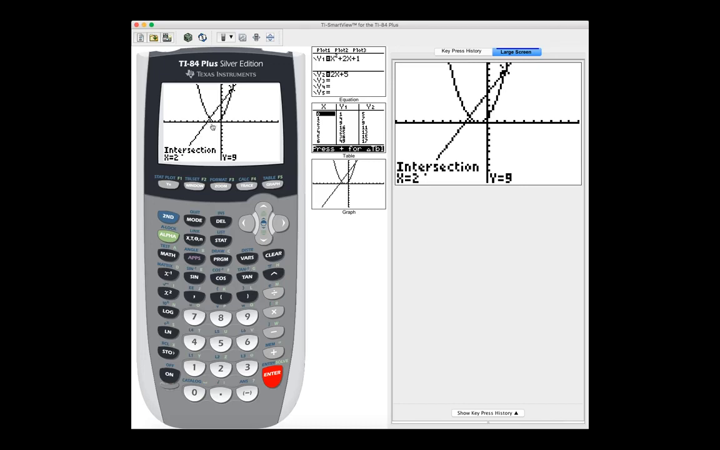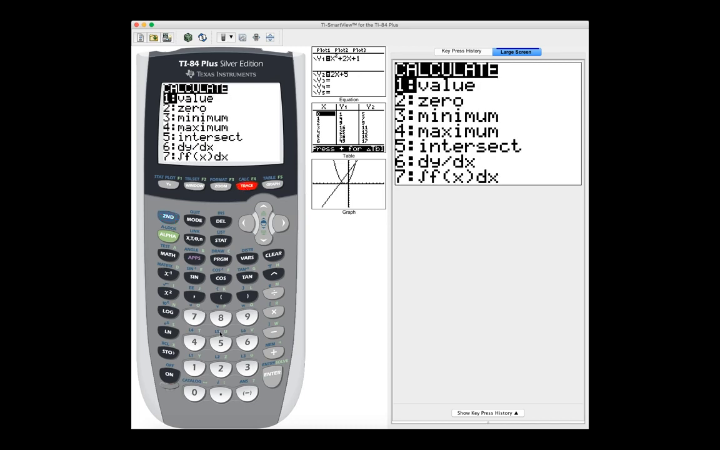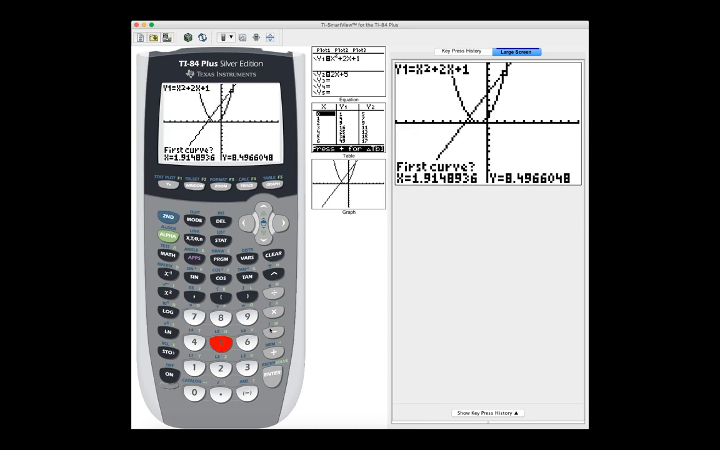To get the other intersection point down here, we're going to do it again. So second, trace. 5 is intersect. First curve, enter. Second curve, enter. Guess, we scroll down towards the other intersection point and we hit enter, and you get negative 2, 1. Okay, so those are my 2 intersection points. That's how you find intersection points.